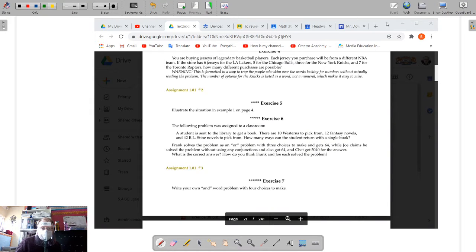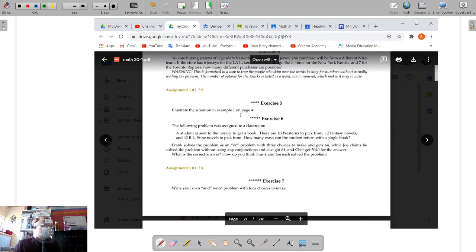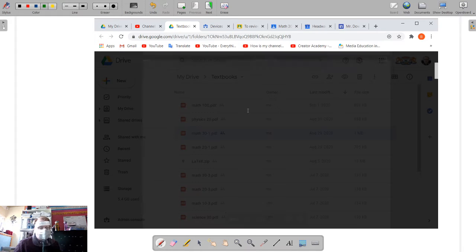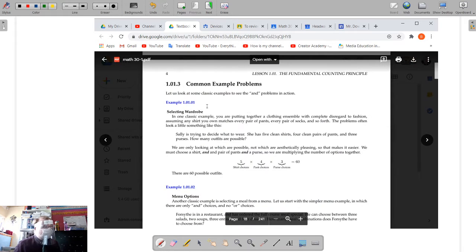As usual, we will be starting with yesterday's homework. Exercise 5 was: illustrate the situation in example 1 on page 4. I don't know if I pointed it out, but you guys know that the table of contents is hyperlinked? You click it and it takes you right there. So are all the references. Example 1 on page 4, we click on it, and there's example 1 on page 4.